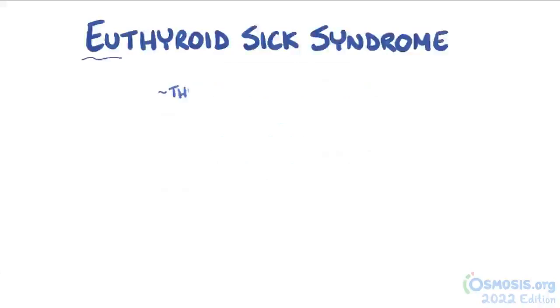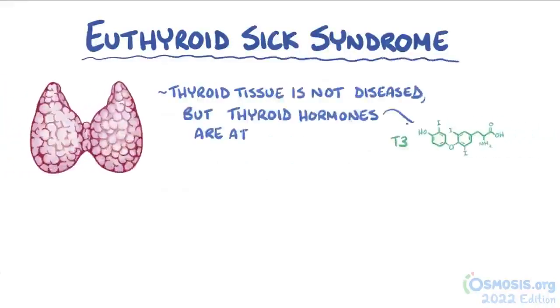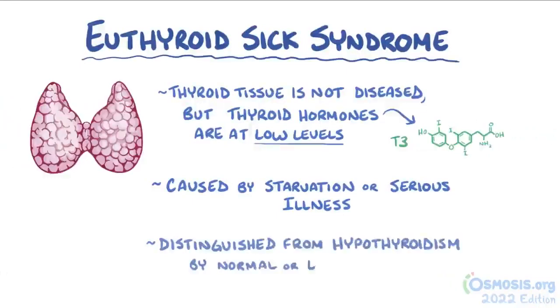Alright, as a quick recap, euthyroid sick syndrome is where the thyroid tissue is not diseased, but the thyroid hormones are at unusually low levels. This is usually caused by starvation or a serious illness, and can be distinguished from hypothyroidism by the normal or low levels of TSH.